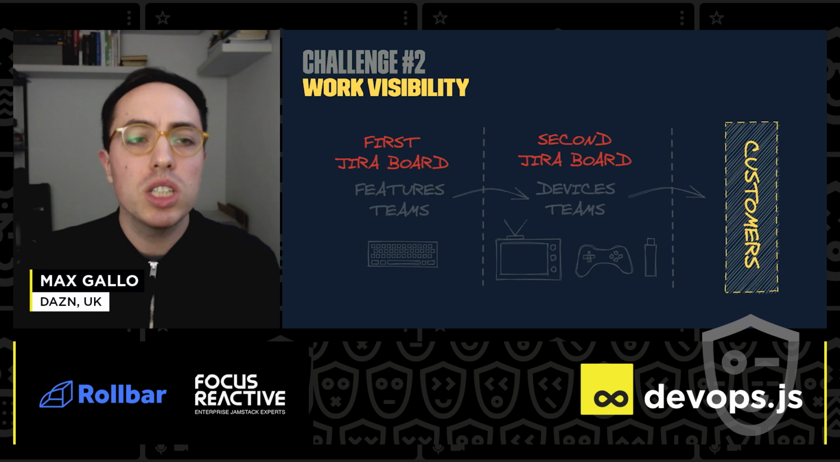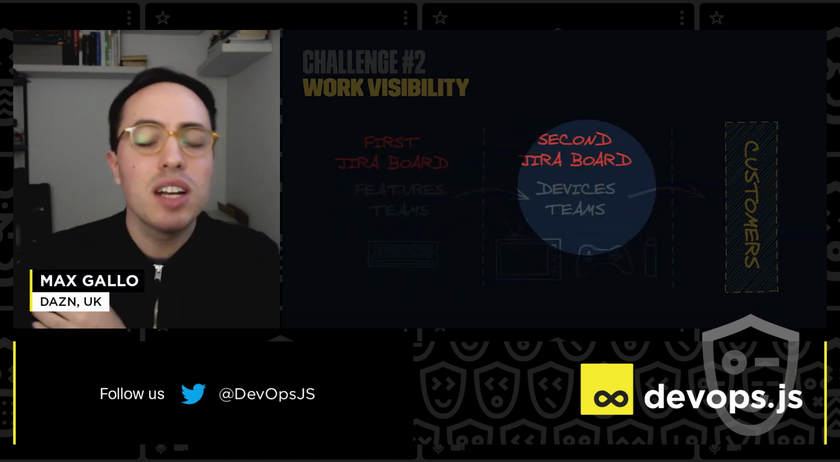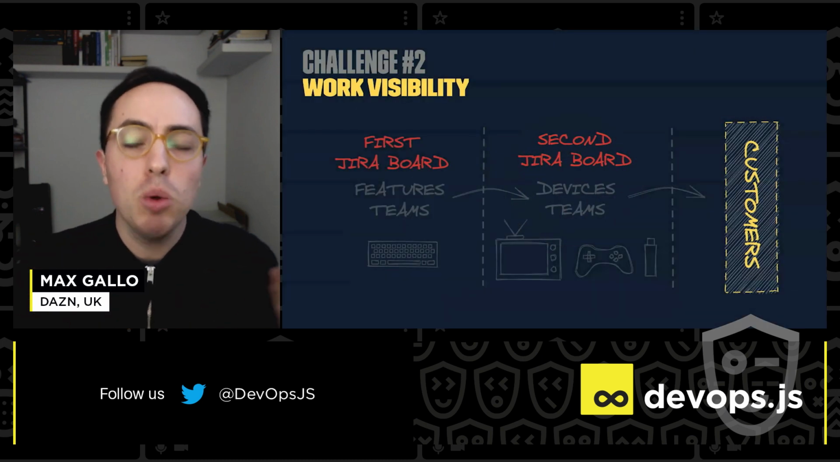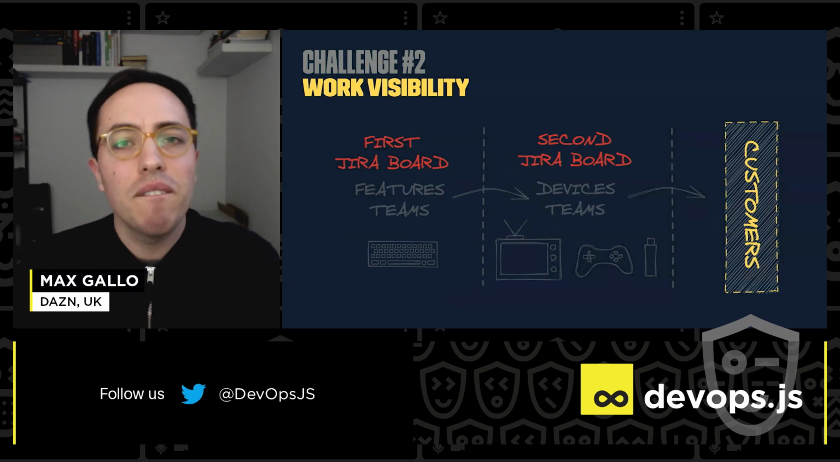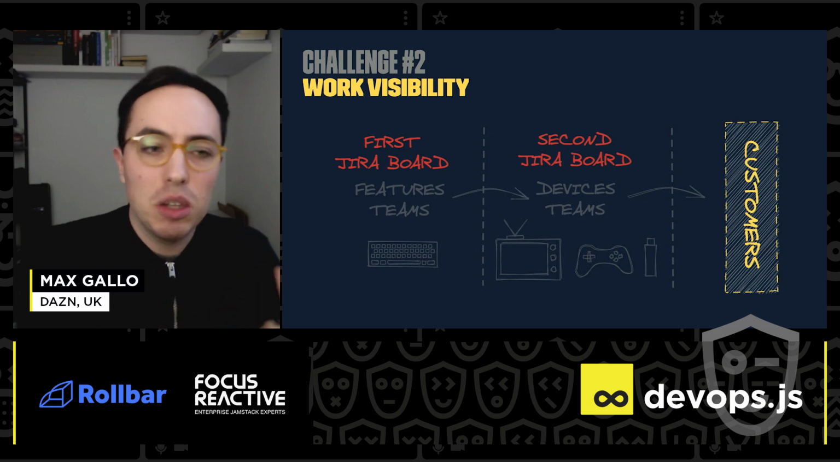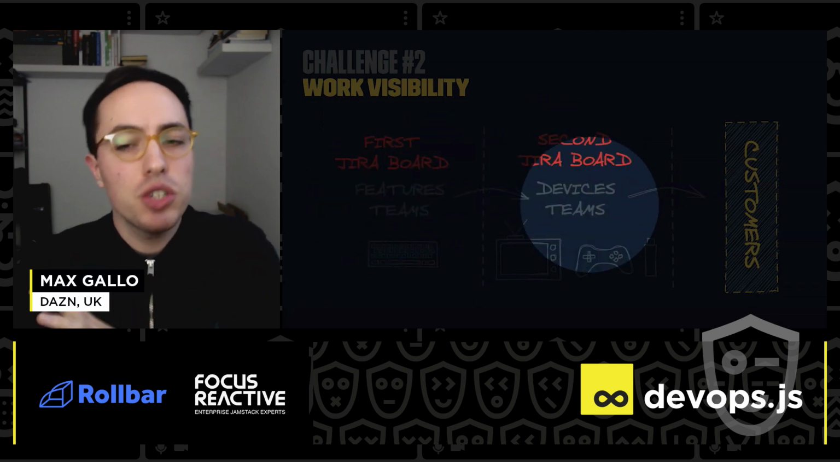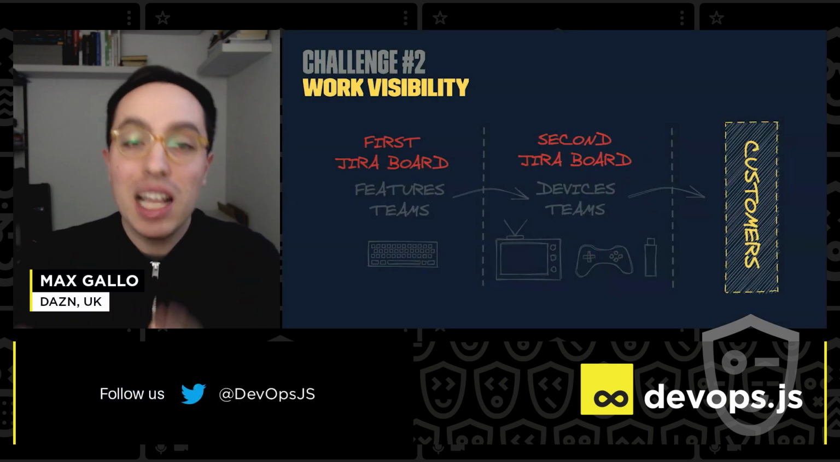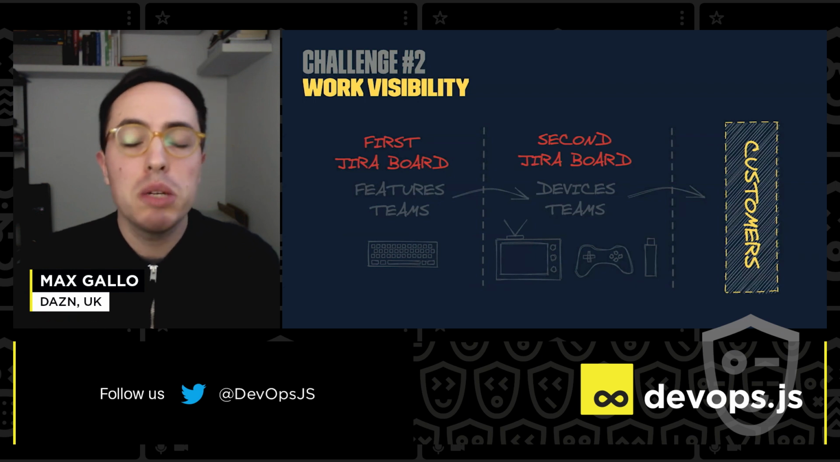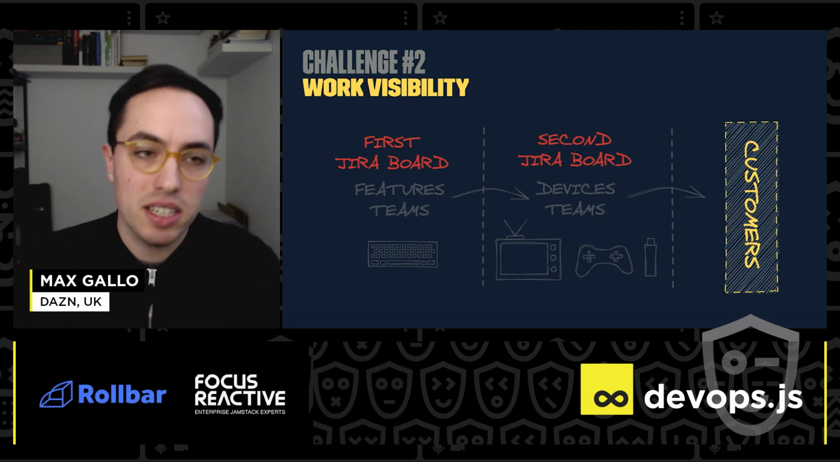Challenge number 2, work visibility. Imagine the best case scenario. You have one Jira board for the feature teams and one Jira board, let's say, for the device teams, but also we have multiple feature teams. Actually, they are split by domain. So different domain teams working on all the features on that domain, which means that we have a bunch of Jira boards here, and then a few Jira boards here as well. So answering the question, when is this feature going to be released, is not that easy, because you have to create a puzzle with all these pieces scattered in multiple places.